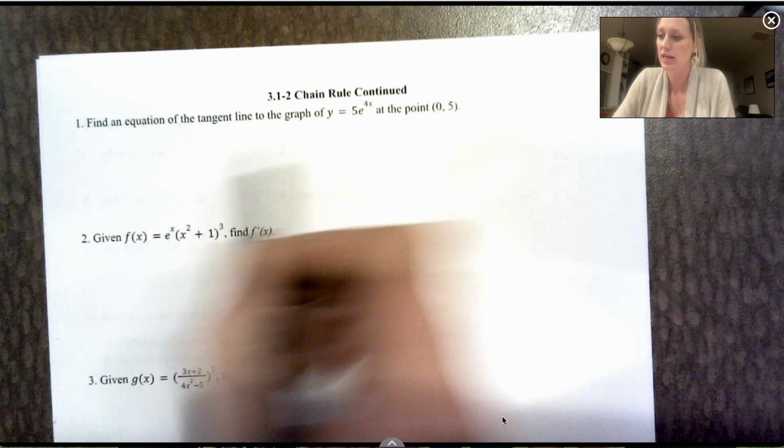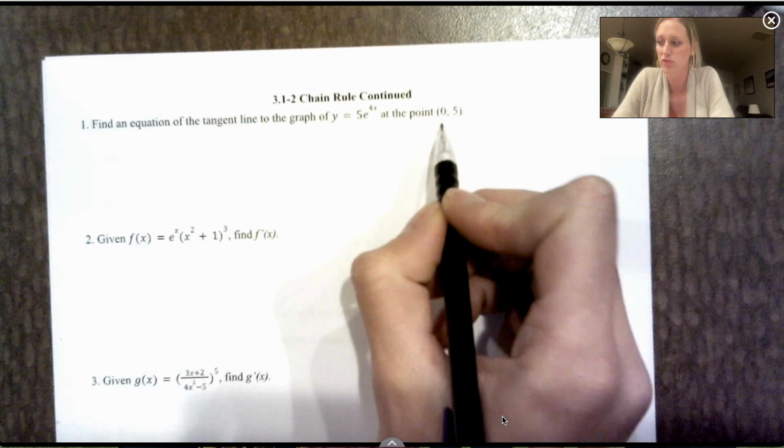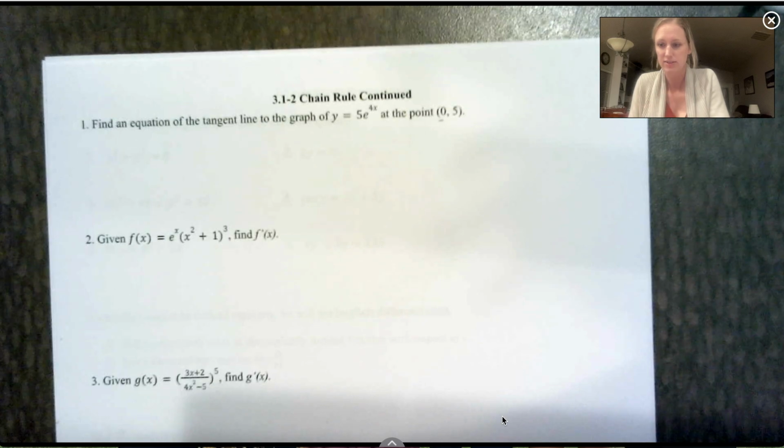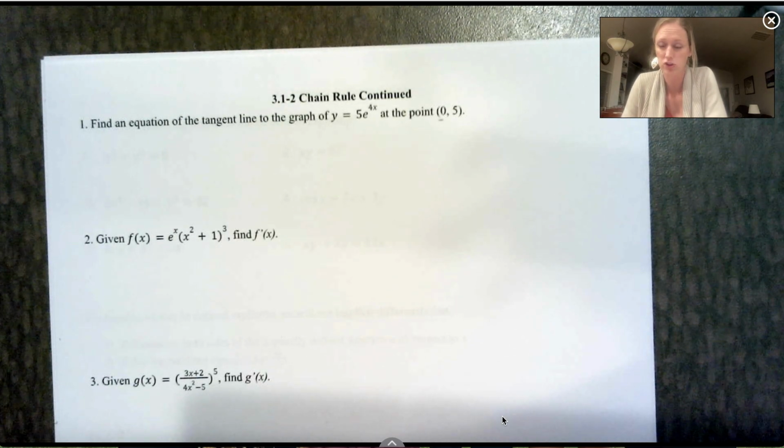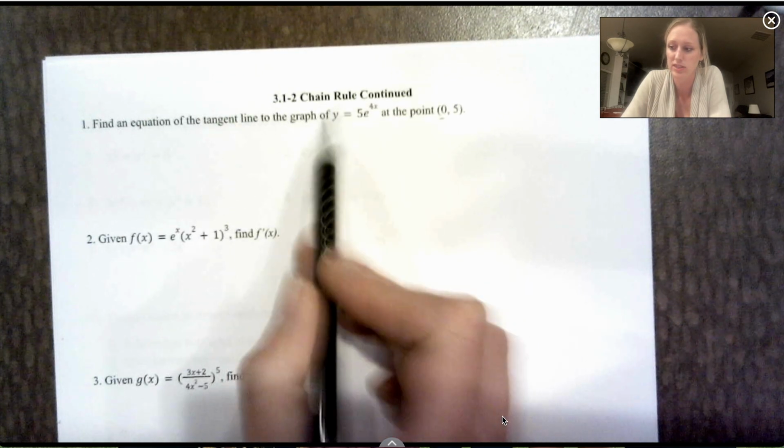Anytime we're asked to find the equation of the tangent line, we can find the derivative and then substitute the x value into that function to find what the slope of the tangent line is at this point. So we're going to differentiate.